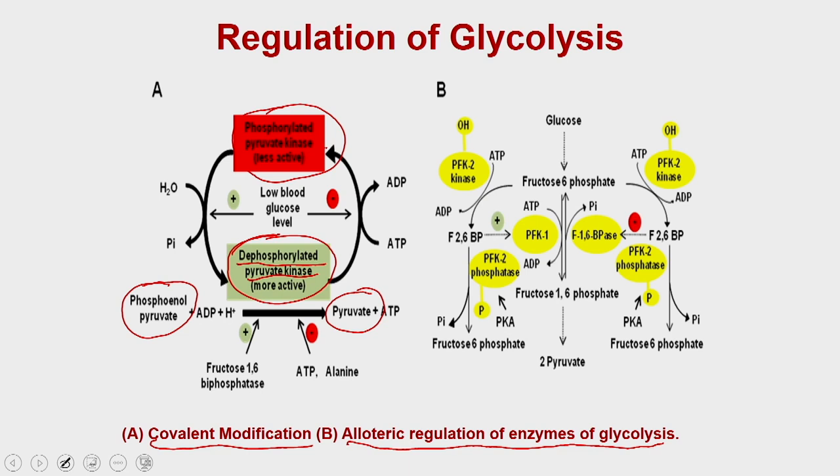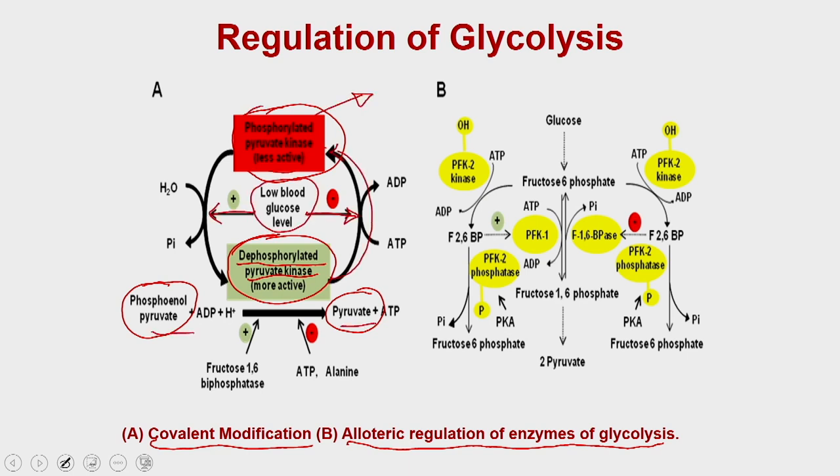But when the blood glucose goes up, the phosphorylated pyruvate kinase is converted back to the dephosphorylated pyruvate kinase, and that is going to be more active, and it is going to catalyze an enhanced level of conversion of phosphoenol pyruvate to pyruvate.